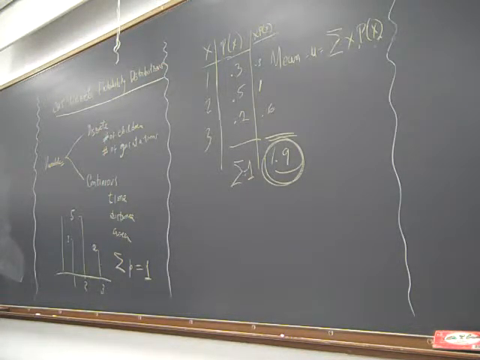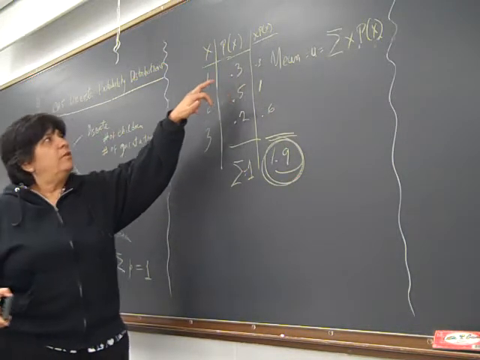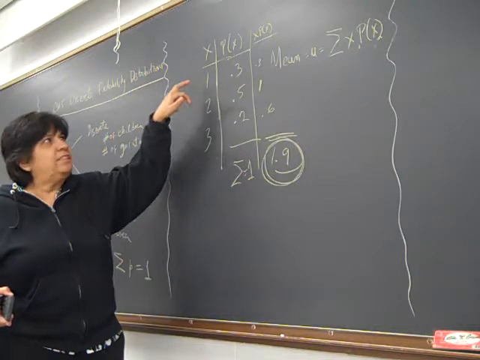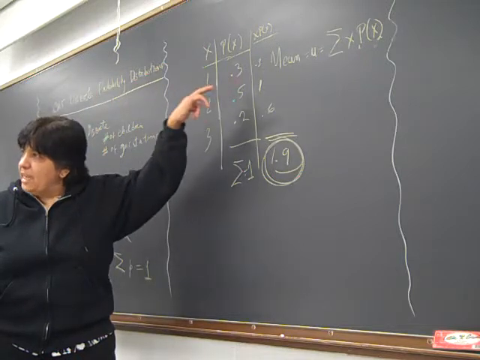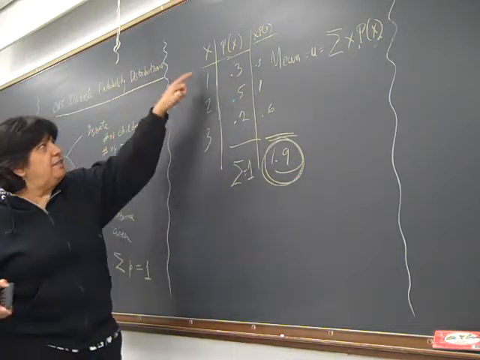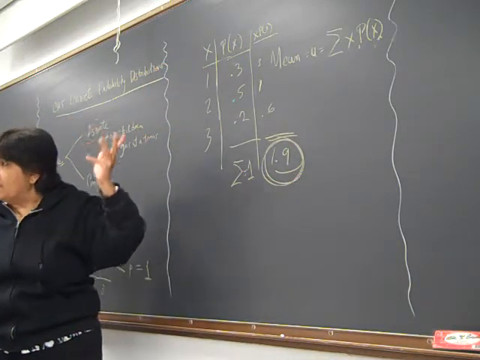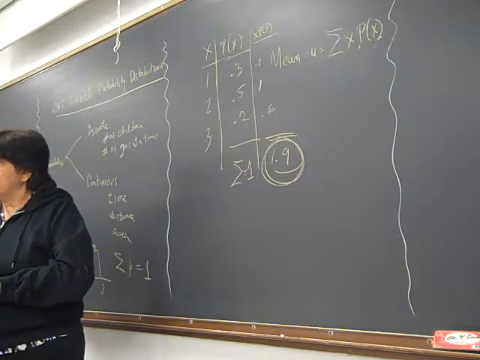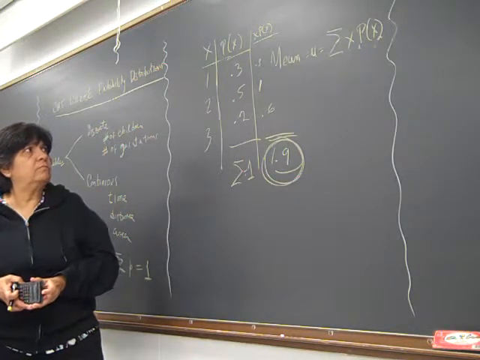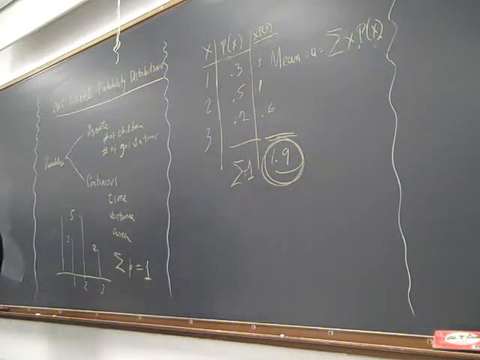How did you get those numbers again? You multiply x times p of x. You multiply the value of x times the probability that the variable gets this value. So these are the probabilities, and these are the possible values. It can be any value; I put 1, 2, 3, but it can be any value. So the mean in this distribution is 1.9.